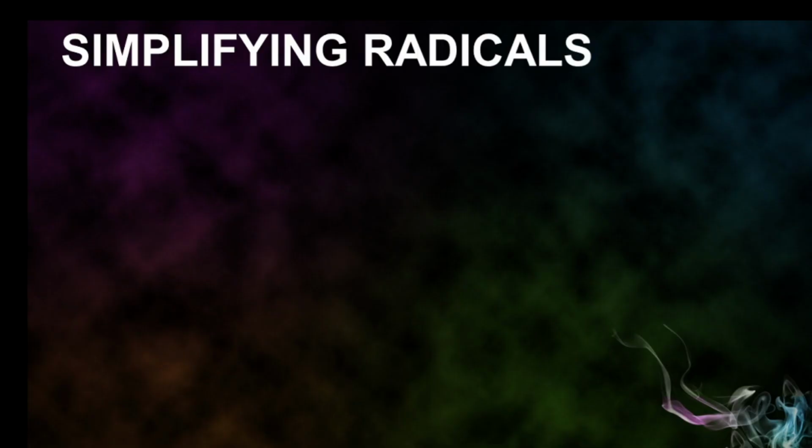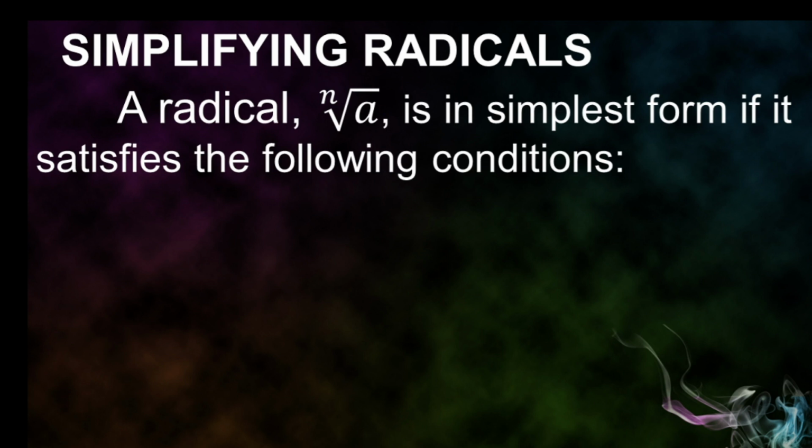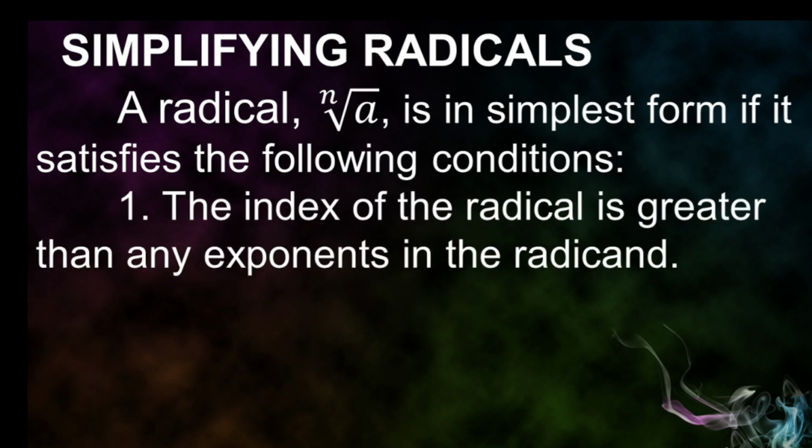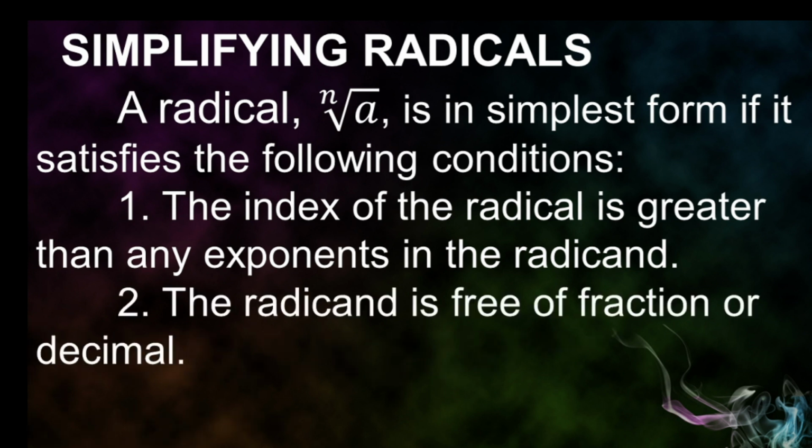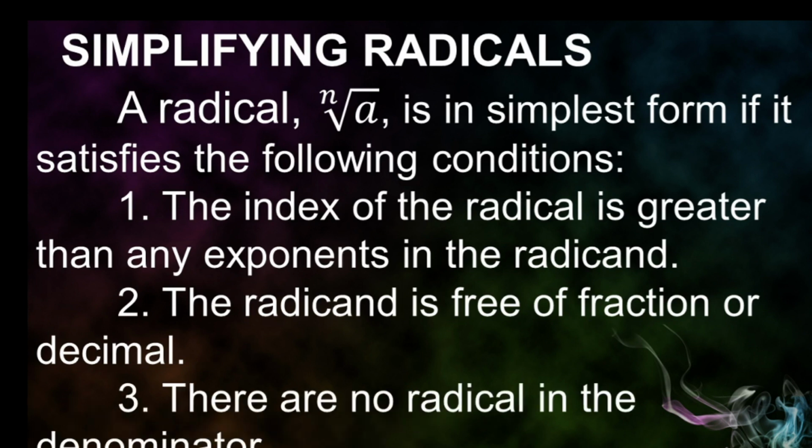In simplifying radicals, a radical nth root of a is said to be in its simplest form if it satisfies the following conditions. First, the index of the radical is greater than any exponents in the radicand. Second, the radicand is free of fraction or decimal. And third, there are no radicals in the denominator. Take note that the nth root of 0 is equal to 0.